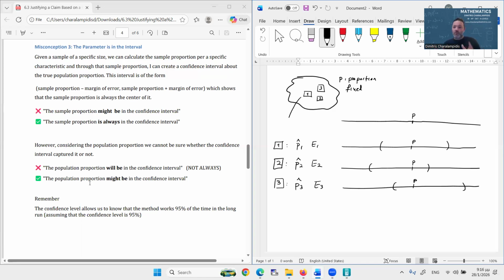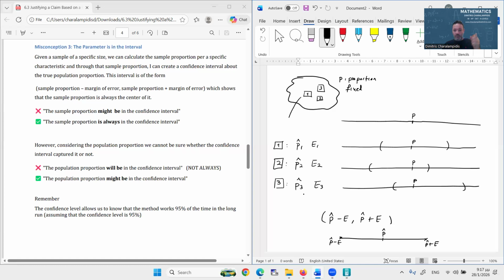This interval is always of the form, like I saw earlier, sample proportion P minus margin of error, sample proportion plus margin of error. This means that if we have P minus E here and P plus E there, the sample proportion is always the midpoint of this confidence interval. So the statement that the sample proportion might be in the confidence interval is wrong. The sample proportion is always in the confidence interval. That is the correct statement.